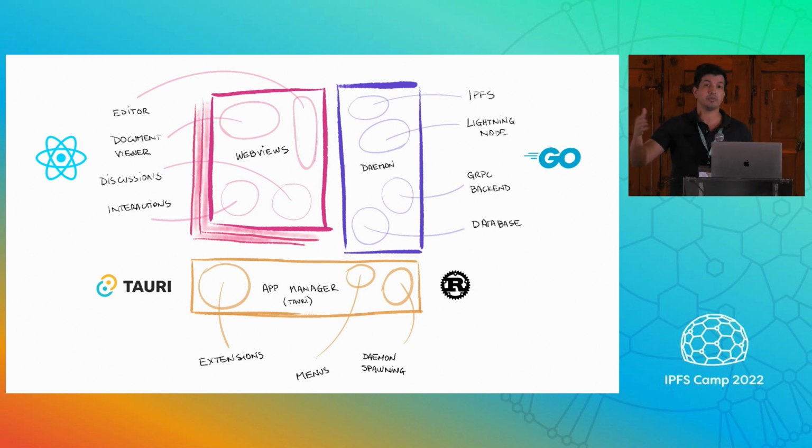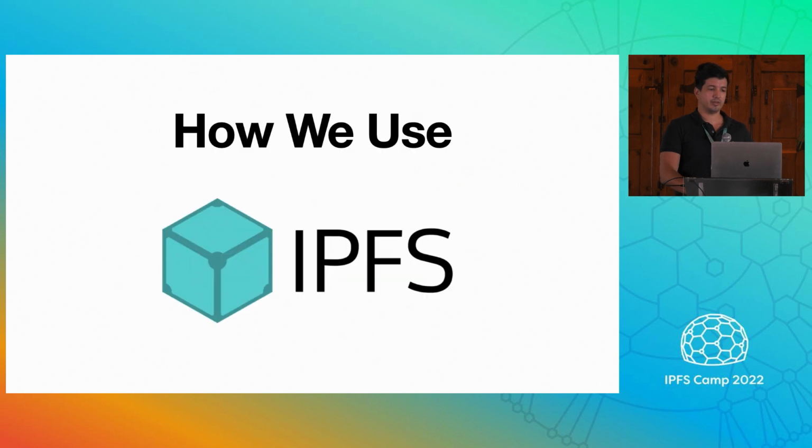We have all the web views. We can have multiple web views that communicate with the daemon via a gRPC API. So this is all the magic of how we're using it. And now, with that in mind, I'm going to pass to Alex, so he'll show you how we're using IPFS.